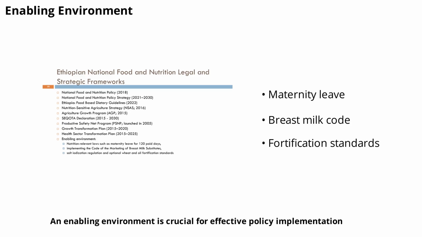An enabling environment is crucial for effective policy implementation. In Ethiopia, this includes laws such as maternity leave for 120 paid days, regulations on the marketing of breast milk substitutes, salt iodization, and optional wheat and oil fortification standards. These legal measures support the broader nutrition policy framework and help ensure that interventions are sustainable and impactful.